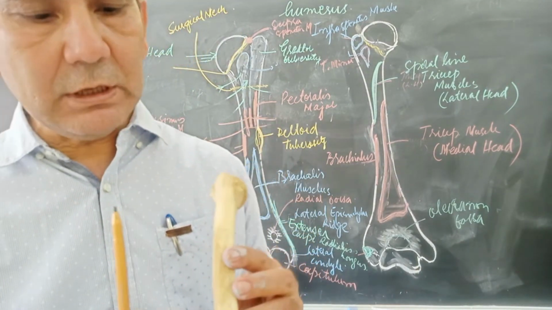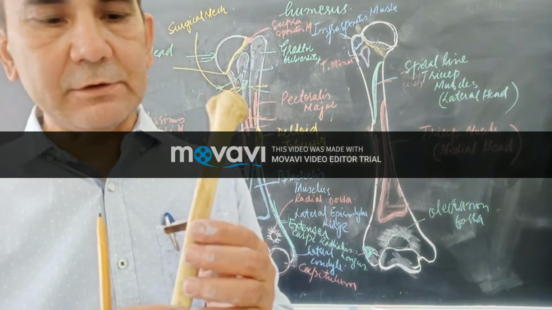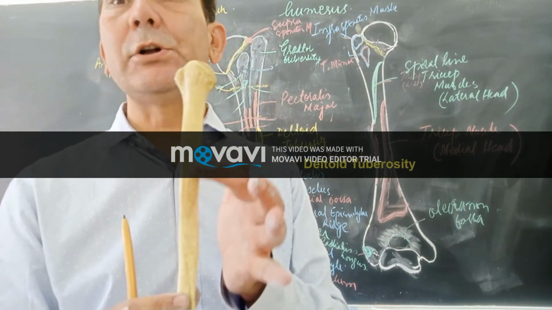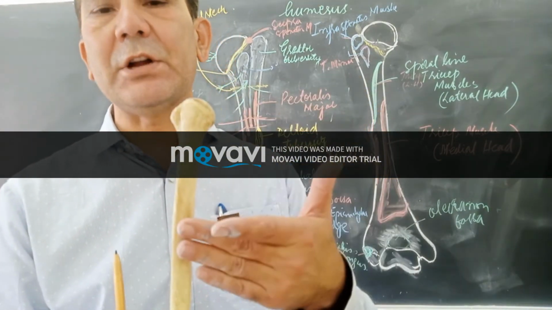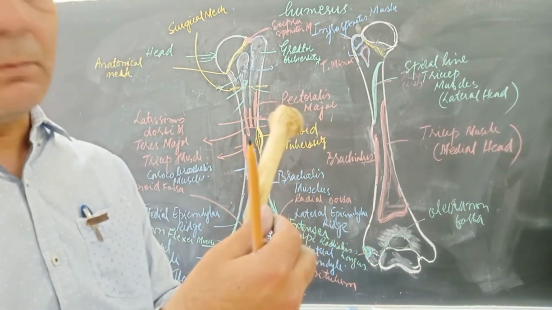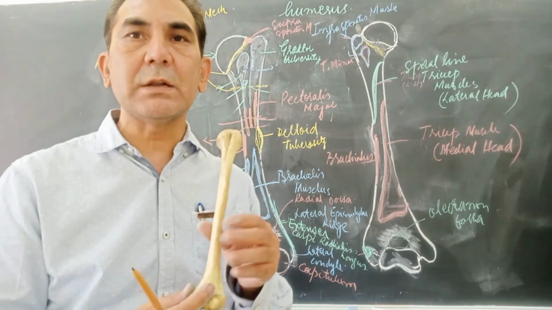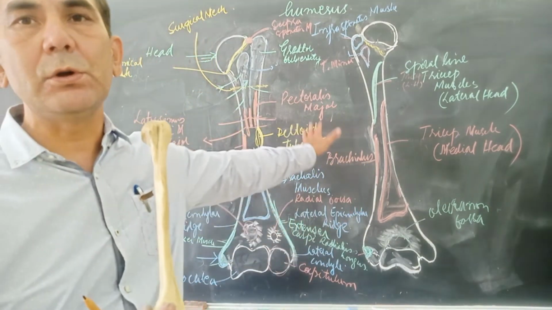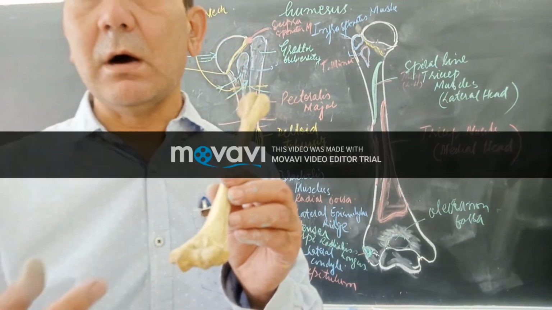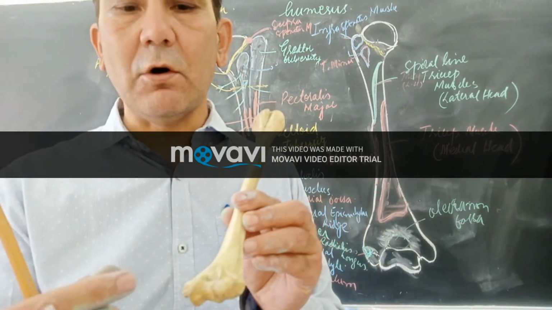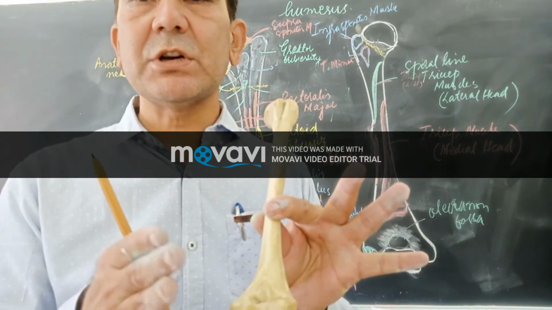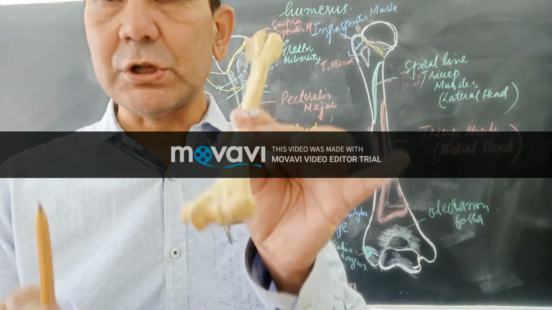Just at the middle of the shaft on the lateral side is a tuberosity, called the deltoid tuberosity. Deltoid muscles are attached over here. Other features, which are muscle attachments, I told you in the diagrammatic structure. Now we will see the structures present on the actual bones.